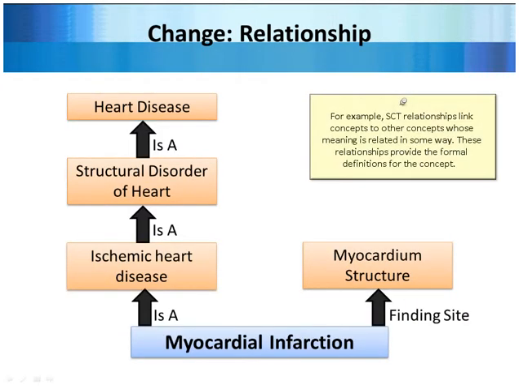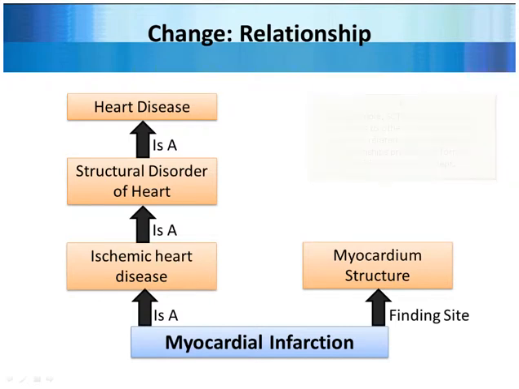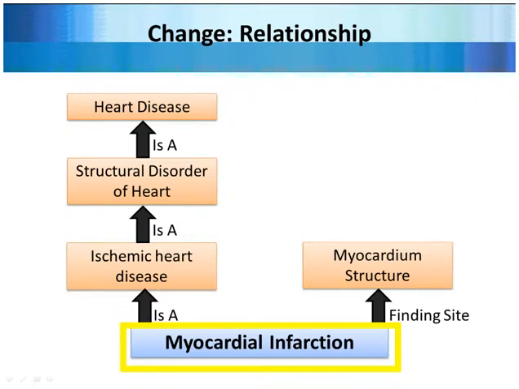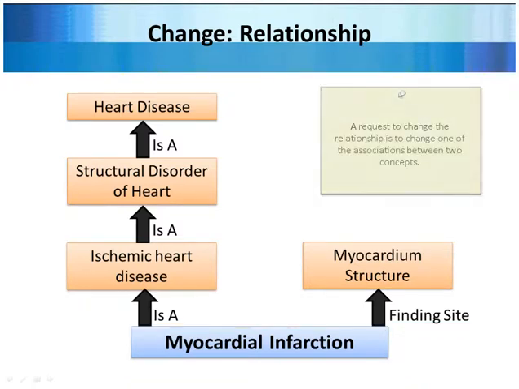For example, SNOMED CT relationships link concepts to other concepts whose meaning is related in some way. These relationships provide the formal definitions for the concept. With our example, we saw the ISA relationship between myocardial infarction and its parent concept. Another relationship type is finding site. For myocardial infarction, the relationship finding site is within the myocardium structure. A request to change the relationship is to change one of the associations between the two concepts.